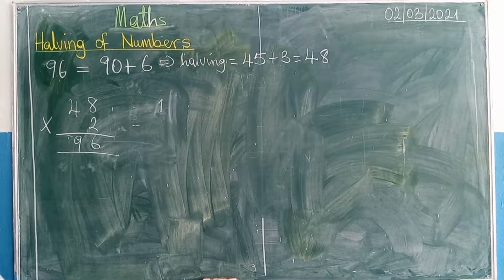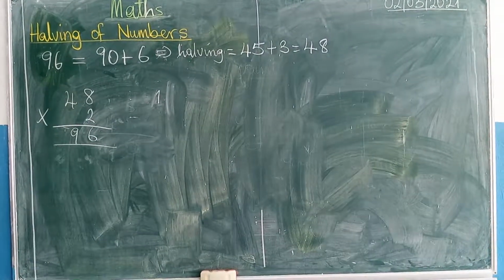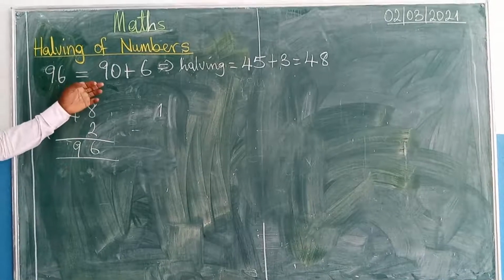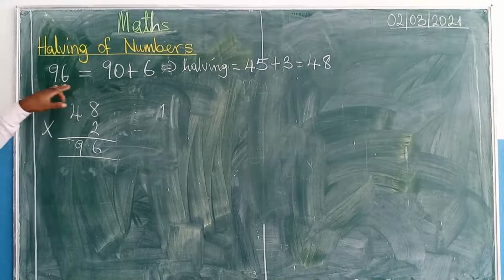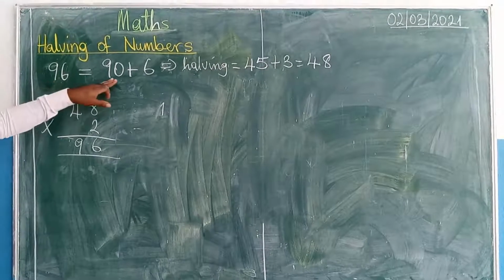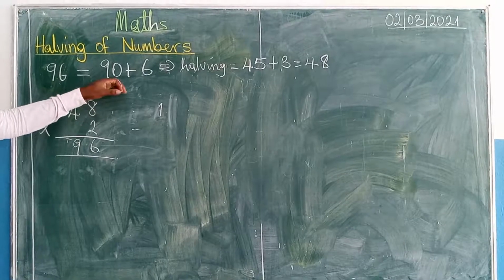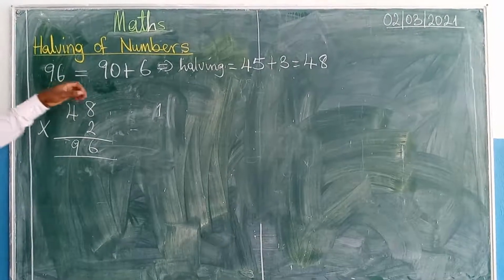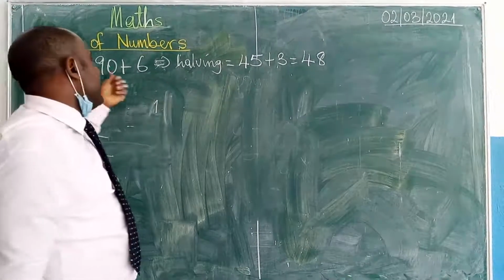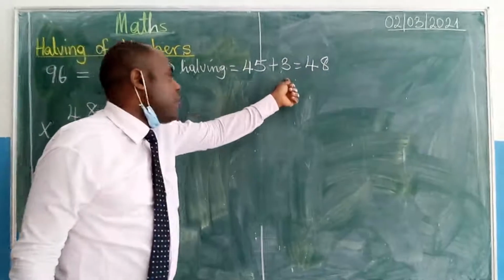So to find the half of a number, we first of all look at the nearest zero digit number to it, which is slightly lower than the number given. Like in the case of 96, 90 is the nearest zero number that is slightly lower than the number given. And then we divide that 90 by 2, and then we take the remainder again divided by 2.